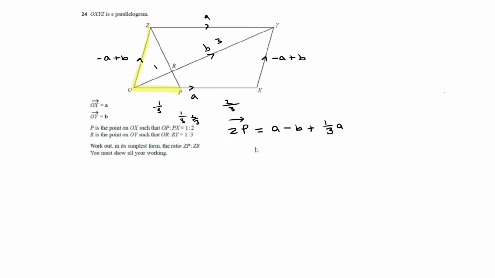And then obviously collect the like terms. So you've got 1A plus 1/3 A is 4/3. Leave it as a fraction, don't use any decimals because that would be kind of annoying. So that's Z to P. And then Z to R.